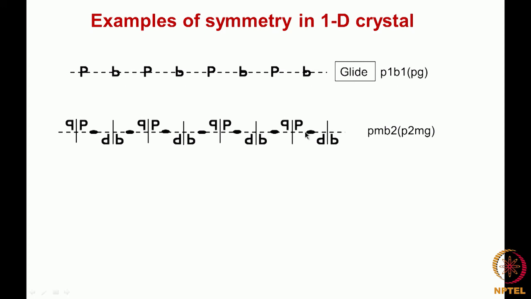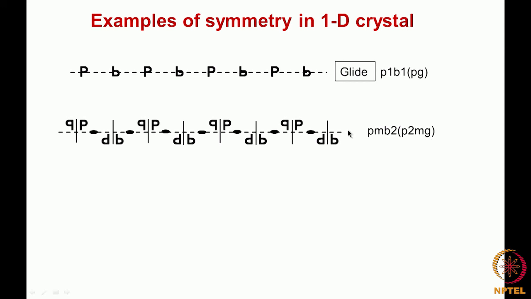So this symmetry is written as PMB2. What does B mean? M denotes mirror. If there is a glide along the A axis, it is generally denoted by the letter A. On the B axis, it is written by the symbol B. That is why PMB2 represents the twofold rotation, and this is generally represented as P2MG. G is for glide. That is the symbol which is being used.